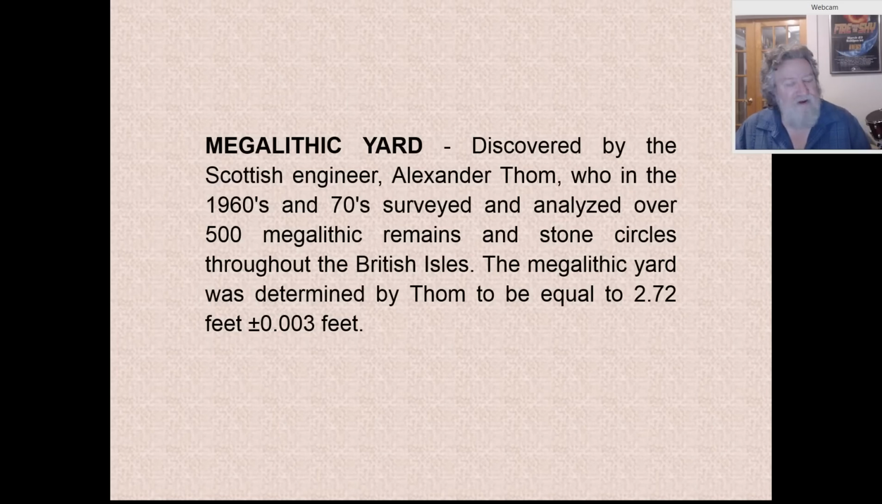So when we divide that by the length of the Riemann, we're going to get this number right here. And when we square that number, you see we get 4.999, or 5. So again, what's happening here? Now the megalithic yard to the Riemann is as the square root of 5 is to 1.